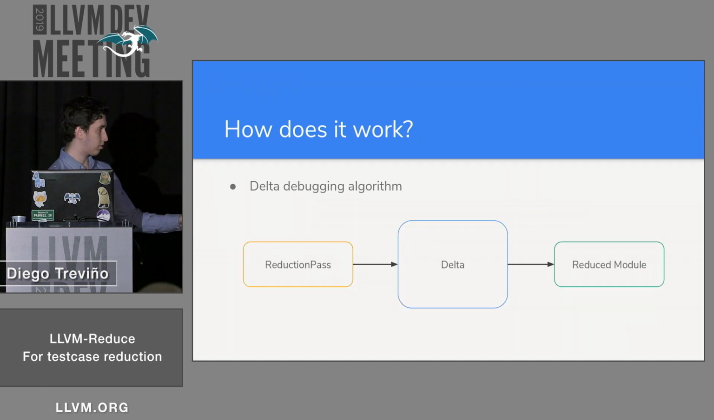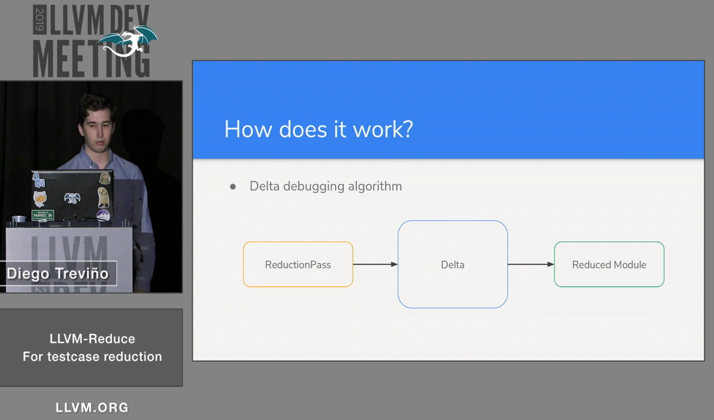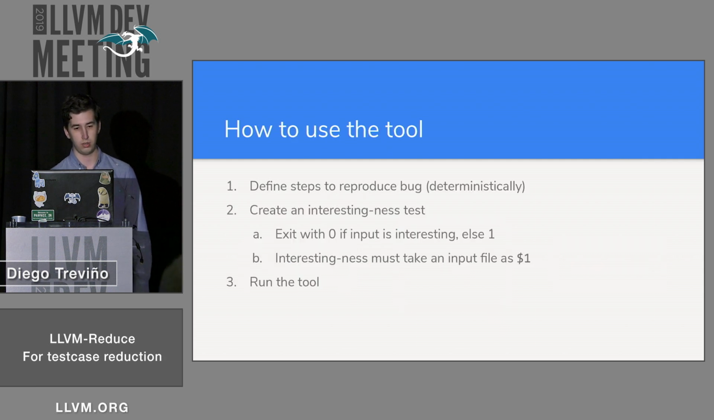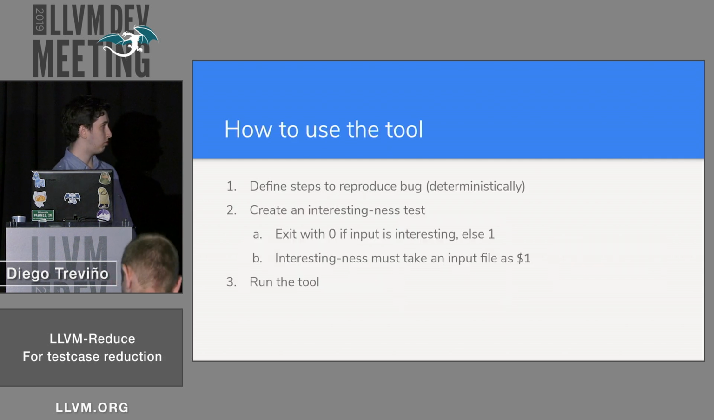So it looks generally like this. It takes in a reduction pass, that is functions, arguments, instructions, and runs it over the delta debugging algorithm, and then it produces the reduced module. So how to use the tool?